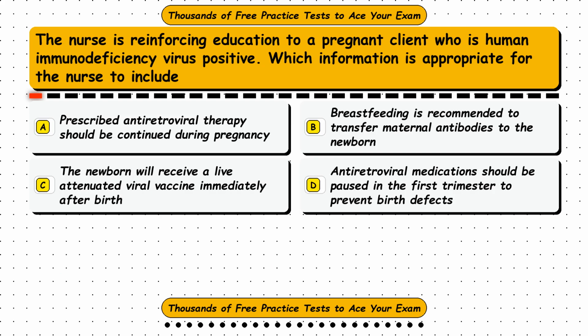Question 6. The nurse is reinforcing education to a pregnant client who is human immunodeficiency virus positive. Which information is appropriate for the nurse to include? Option A, prescribed antiretroviral therapy should be continued during pregnancy. Option B, breastfeeding is recommended to transfer maternal antibodies to the newborn. Option C, the newborn will receive a live attenuated viral vaccine immediately after birth. Option D, antiretroviral medications should be paused in the first trimester to prevent birth defects.